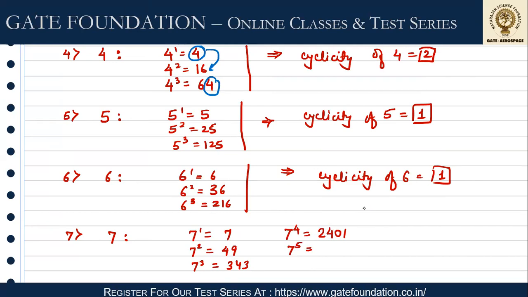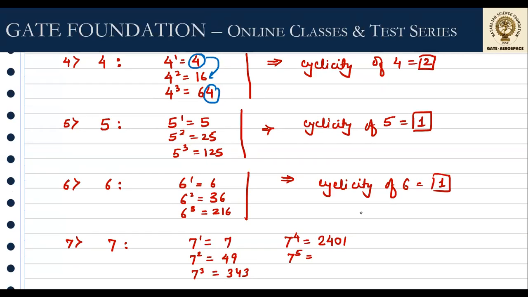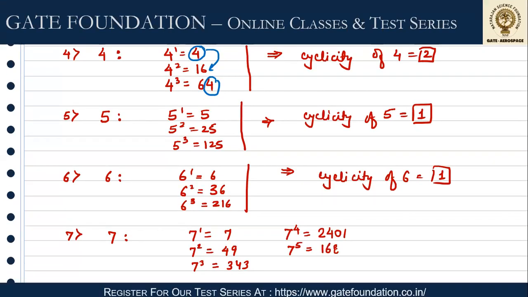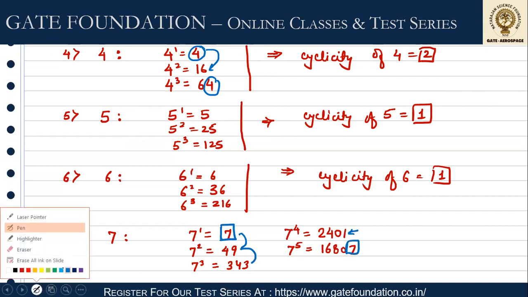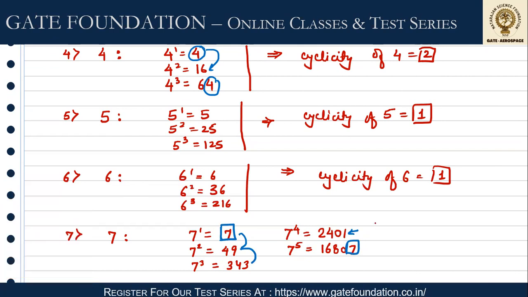16807. Yeah, that's true, 16807. So you can see the unit digit getting repeated over here. We started with 7, and after 1, 2, 3, and 4, we get 7 again. From here again, we can determine the cyclicity of 7 to be 4.